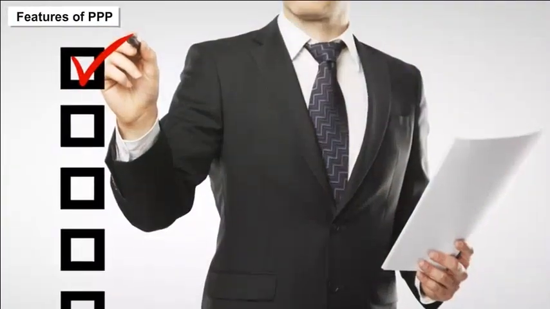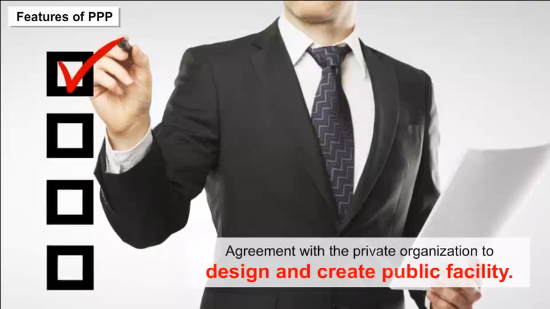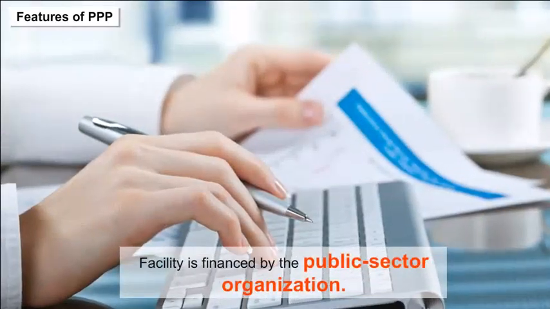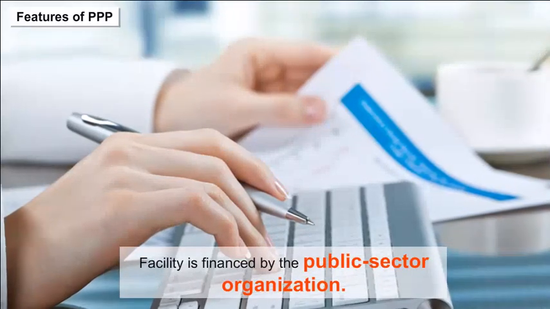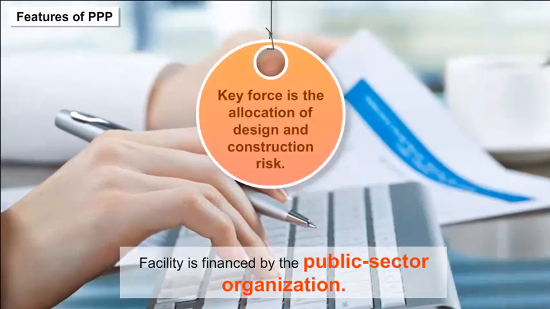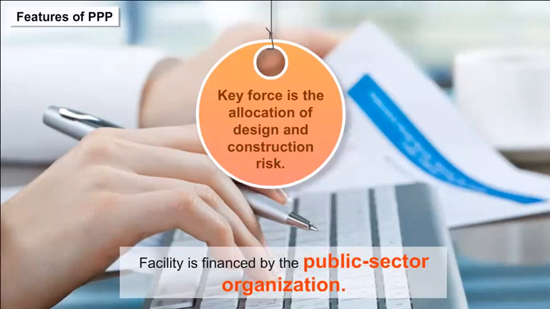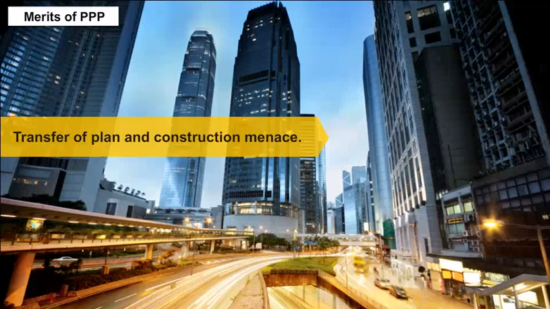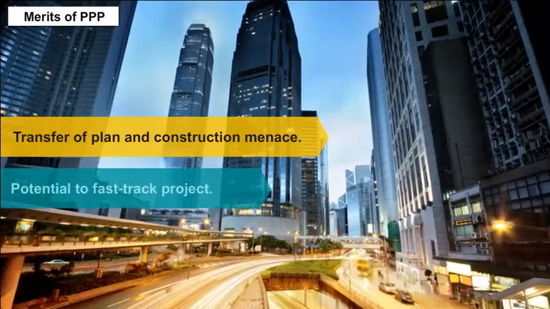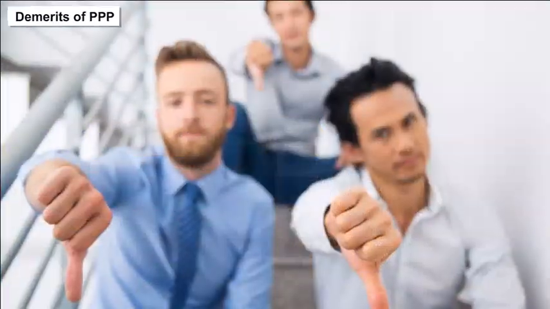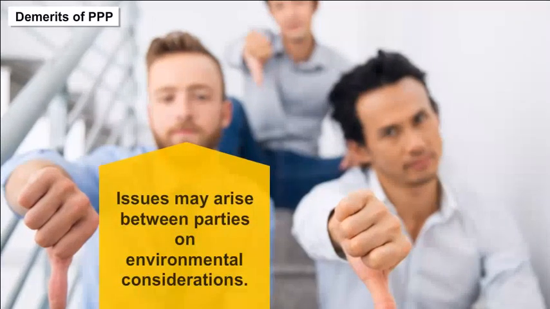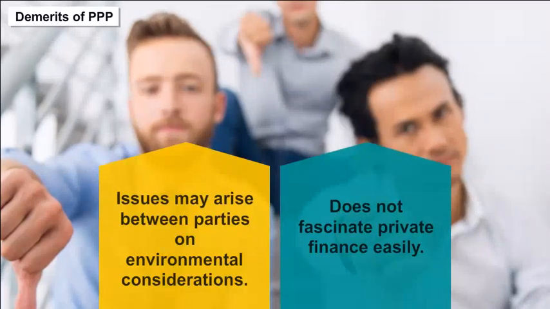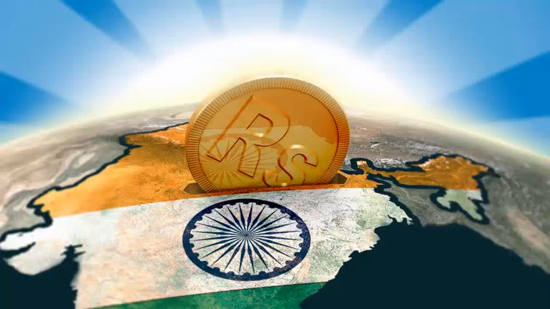Features of PPP. Agreement with a private organization to design and create a public facility. The facility is financed by the public sector organization. The key force is the allocation of design and construction risk. Merits of PPP. Transfer of plan and construction menace. Potential to fast-track the project. Demerits of PPP. Issues may arise between parties on environmental considerations. Does not fascinate private finance easily.